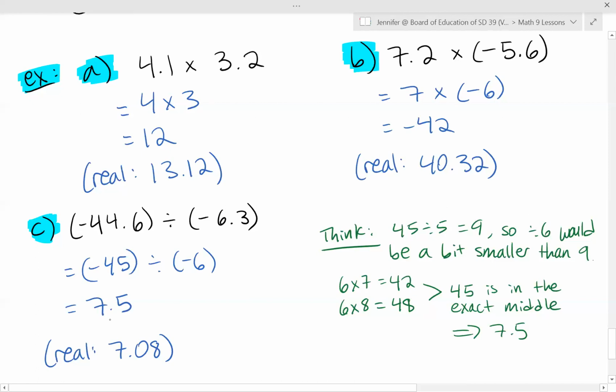So we've got 7.5, and this is positive because these two are negative. 7.5 is our estimate, and the real answer is actually 7.08. Of course, it's not going to be exact because we've done rounding, but it's pretty close.